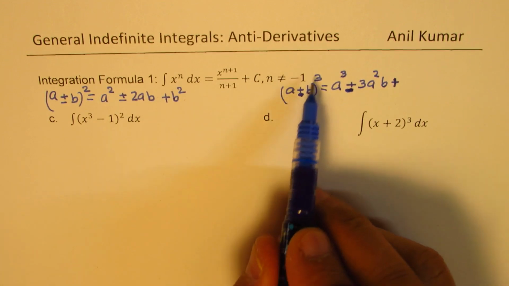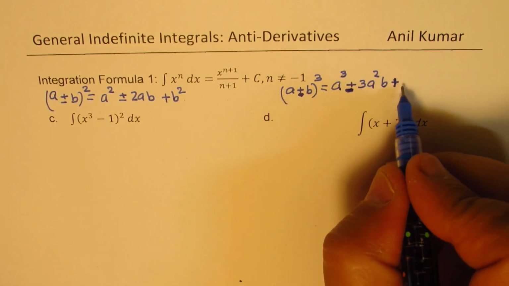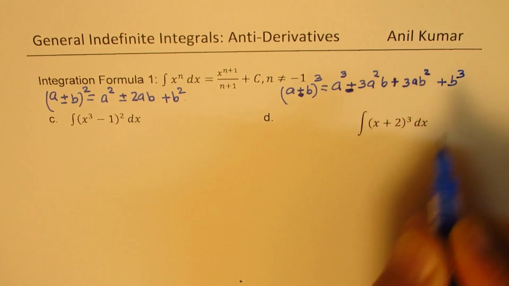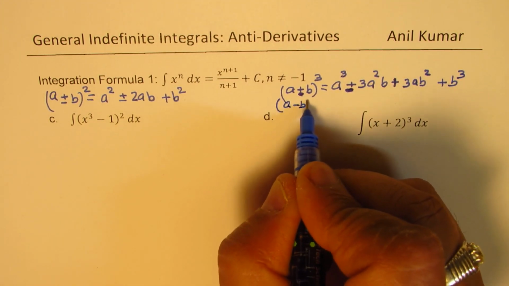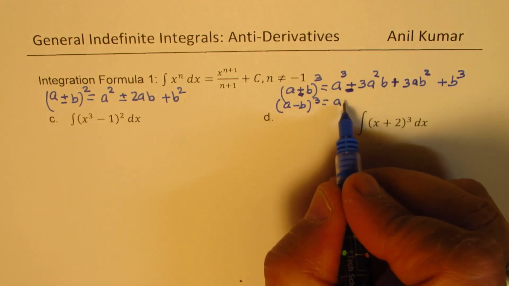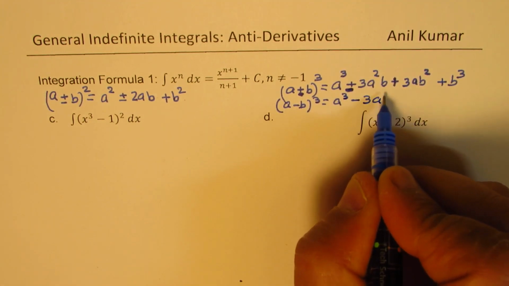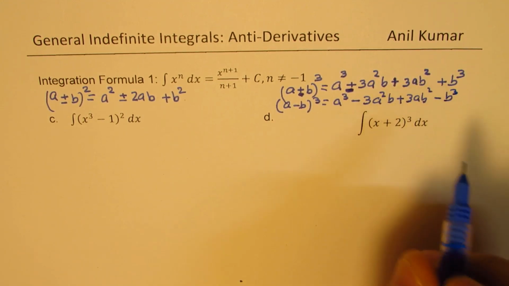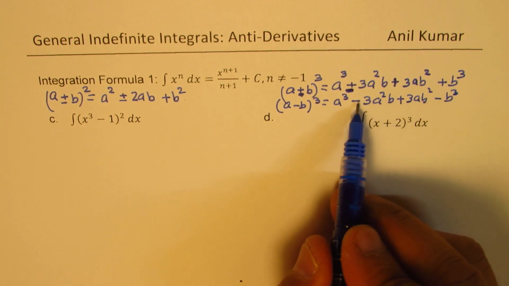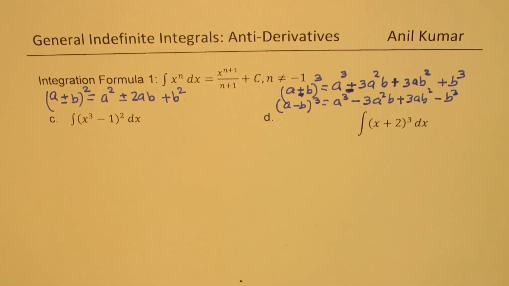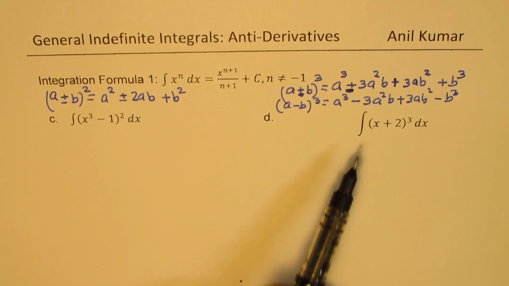When it is (a plus b) whole cube, we get a cube plus 3a square b plus 3ab square plus b cube. And if we have (a minus b) whole cube, we get alternate minus signs. So we get a cube minus 3a square b plus 3ab square minus b cube. Wherever there are odd powers of b, we get negative, since this is associated with negative b. So that's the whole idea, to look into the formula. Now once you know all these related formulas, you should be in a position to pause the video and answer.